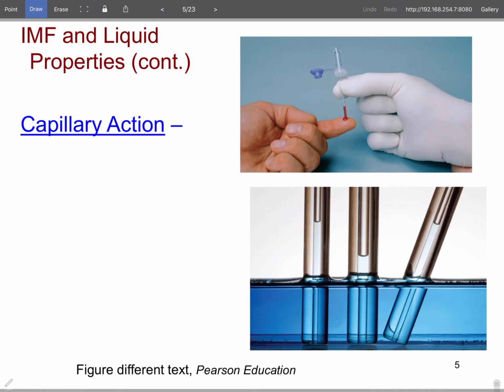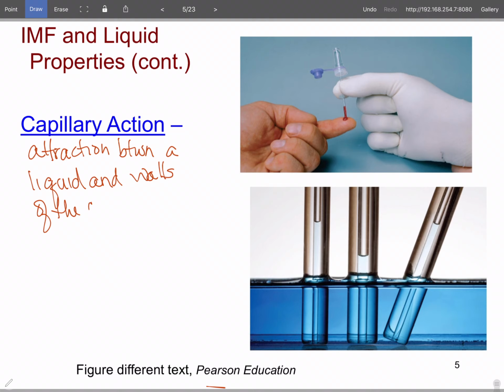Okay? The next one is capillary action. This is the attraction between a liquid and the walls of the container. Now, this is most interesting and has been used most often in glass.